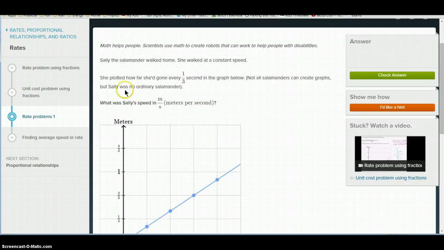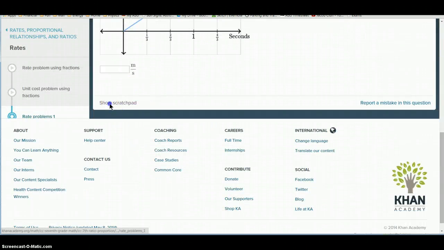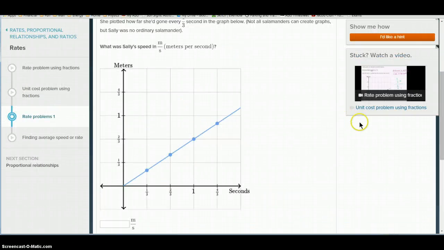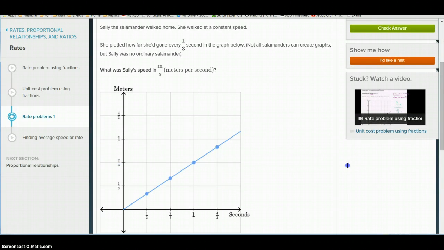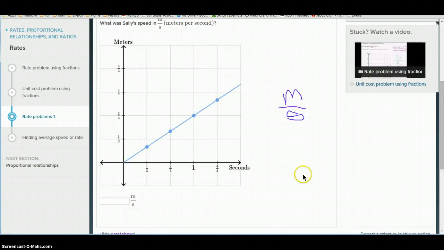So if we're looking for meters per second, then we can just put the values that we see here. So we have 1 second, and 1 second is equal to 2/3 meters.